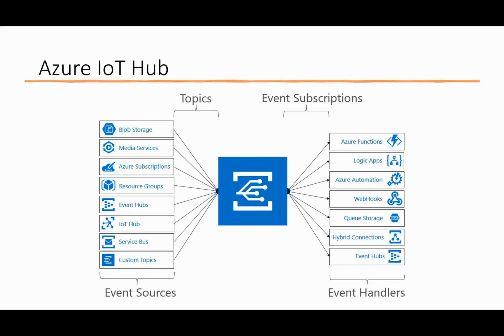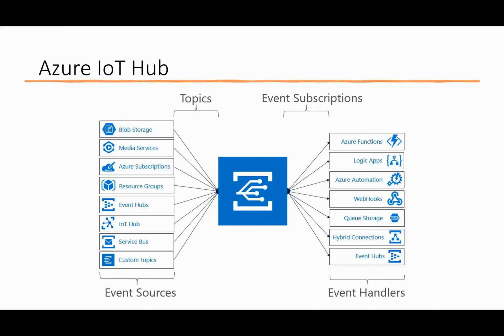So here's another look at the schematic for the IoT Hub to give you an idea of the sources and the targets, or the event handlers as they're called. You can get data from Blob Storage as the data arrives in Blob Storage, or Media Services, Azure subscriptions, other IoT Hubs, Service Bus, about anything that can send data to the IoT Hub. And then you'll have these event subscriptions on the back end consuming this data from the IoT Hub, like Azure Automation, Logic Apps, Hybrid Connections, Event Hubs, etc.